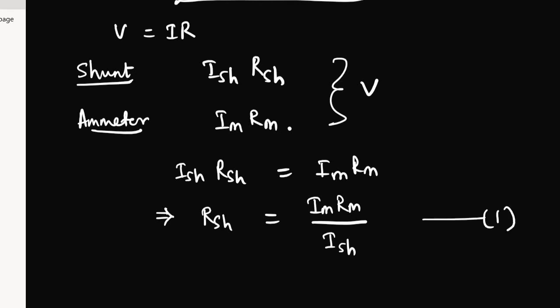But as we know, the current is getting divided into two parts, into shunt and ammeter. I can simply say ISH equals the total current minus the ammeter current, which we shall be knowing from the deflection in the ammeter. So this is equation number 2. So if that is the case, I can combine: RSH equals IM RM divided by, I can just put the value of ISH as I minus IM. Okay, that is very easy.